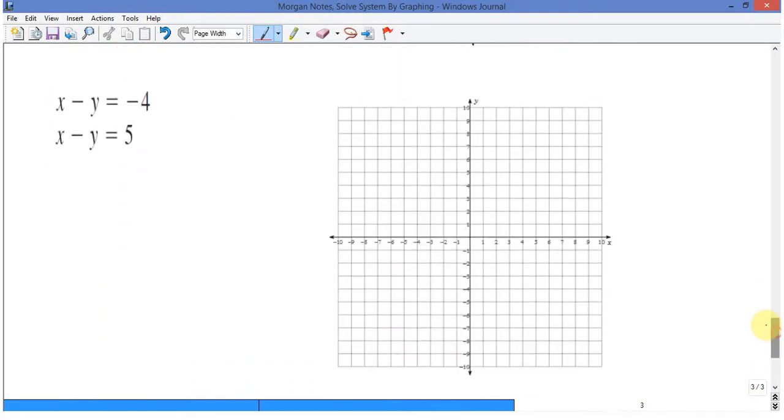Okay, let's try this one. Once again, I'm going to do the x and y intercepts. I have x minus y equals -4. If I set y equal to 0, I have the x-intercept at -4, 0. If I set the x value equal to 0, I get y equal to 4. So x is at -4, 0, and y is at 0, 4.